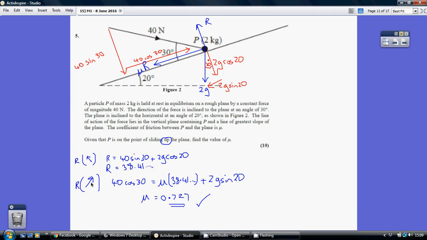Now resolving up the plane, it doesn't really matter which way, but I've resolved up the plane. Okay, so my only force going up the plane is my 40 cos 30, and that's going to equal my two forces going down the plane, which are the friction, which is mu times R, which is mu times 38.41, and my other force going down the plane is this 2g sin 20. So taking away 2g sin 20 from both sides, then dividing by 38.41, I get mu being 0.727.